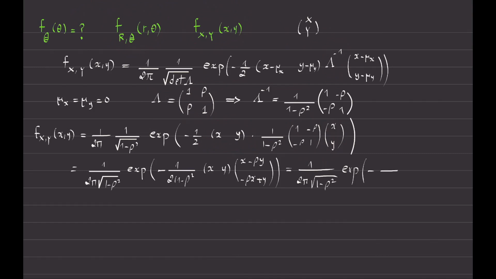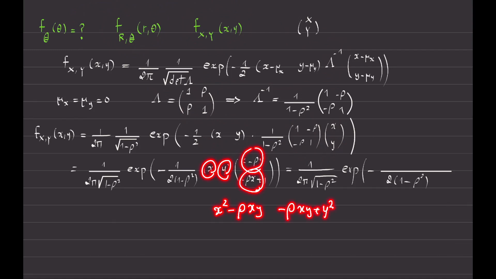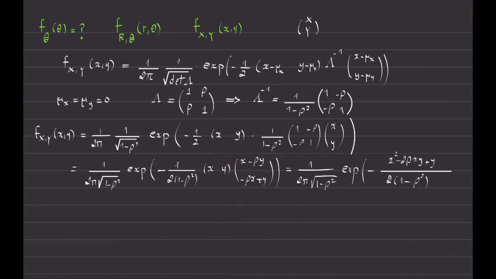I put the minus sign here, and there's also 2 times 1 minus rho squared, and then if I multiply this x times that, it becomes x squared minus rho xy, and then multiply this here, it becomes minus rho xy plus y squared, so this becomes minus 2 rho xy. So this becomes x squared minus 2 rho xy plus y squared. Okay, so that is my probability, the joint probability distribution for x and y.